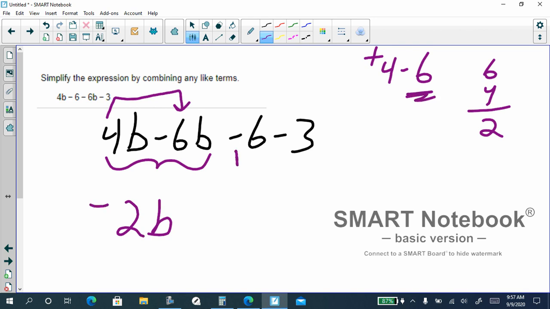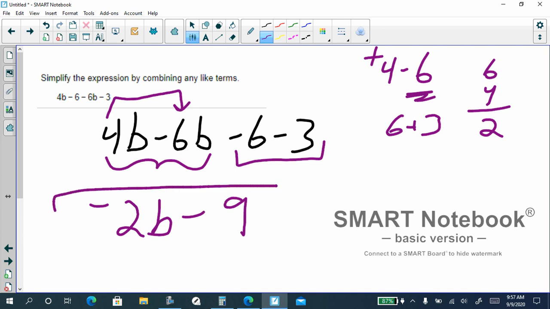Then we have -6 minus 3. Those are both just numbers. Their signs are the same, so if our signs are the same, we add the digits. 6 plus 3 is 9. Take the sign of the bigger number. And that's as far as we can go because the first term has a b, the second term doesn't have a b. So they are not alike.